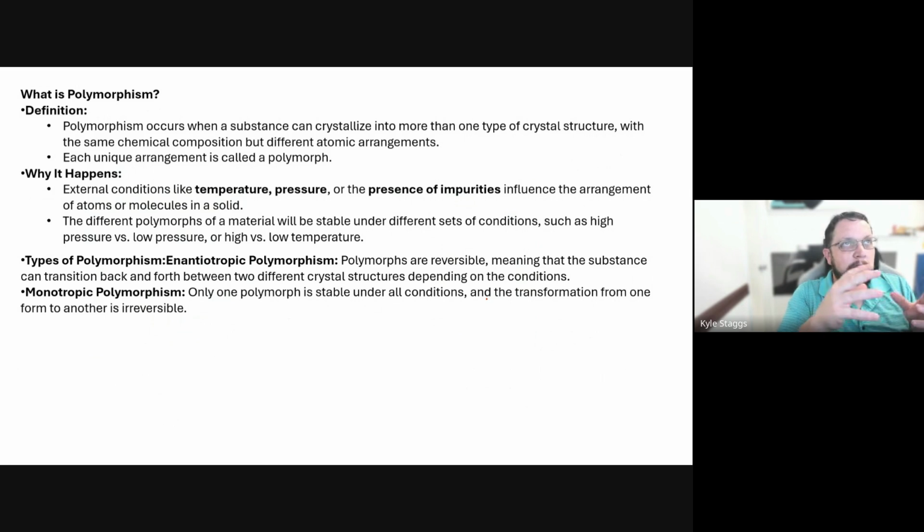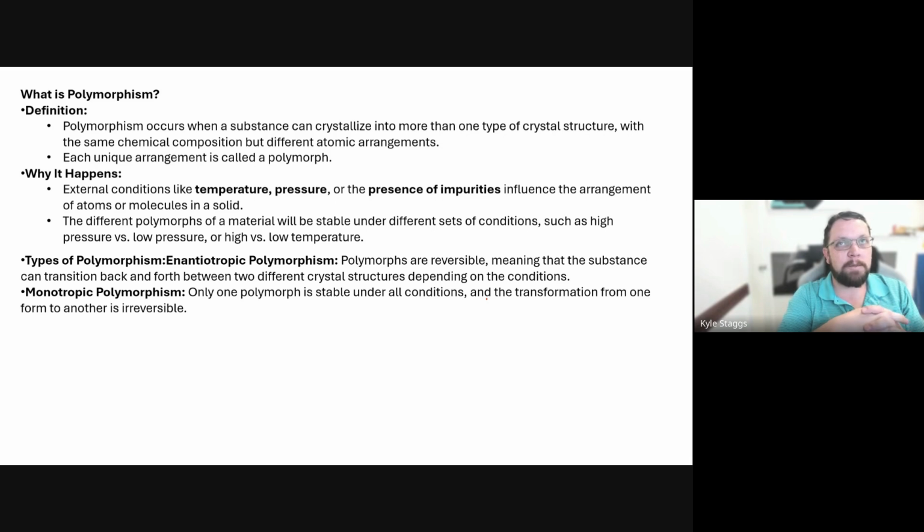So those external pressures, temperatures, and presence of impurities change the atomic arrangements within the solid. So different polymorphs are going to be stable under different conditions, at different pressures and temperatures. There are a couple different types. So an anisotropic is one that we're not going to spend a whole lot of time on, but you just need to know that they exist.